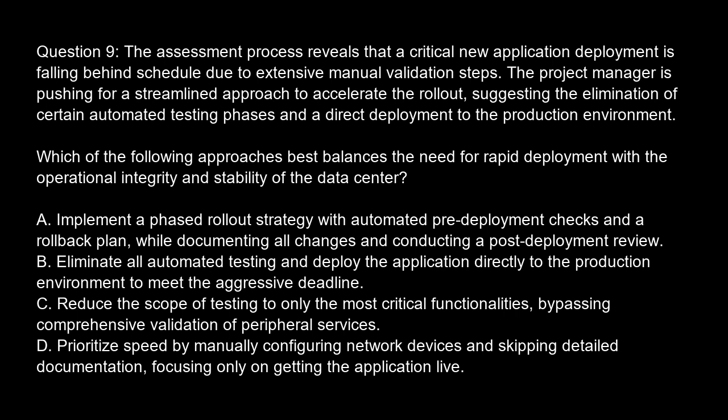data center? Option A. Implement a phased rollout strategy with automated pre-deployment checks and a rollback plan, while documenting all changes and conducting a post-deployment review. Option B. Eliminate all automated testing and deploy the application directly to the production environment to meet the aggressive deadline. Option C. Reduce the scope of testing to only the most critical functionalities, bypassing comprehensive validation of peripheral services. Option D. Prioritize speed by manually configuring network devices and skipping detailed documentation, focusing only on getting the application live.